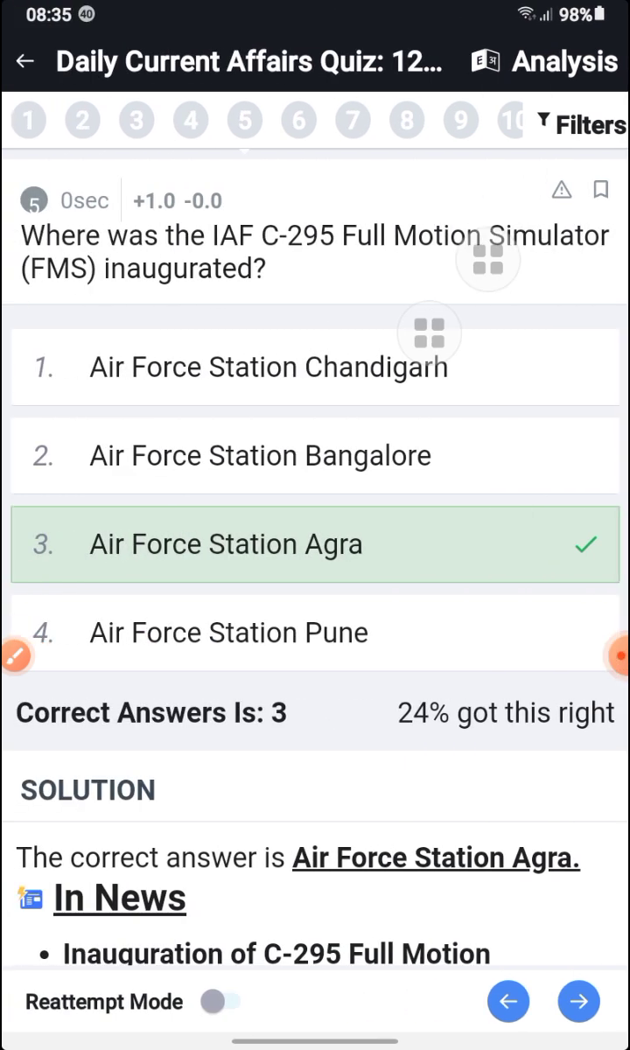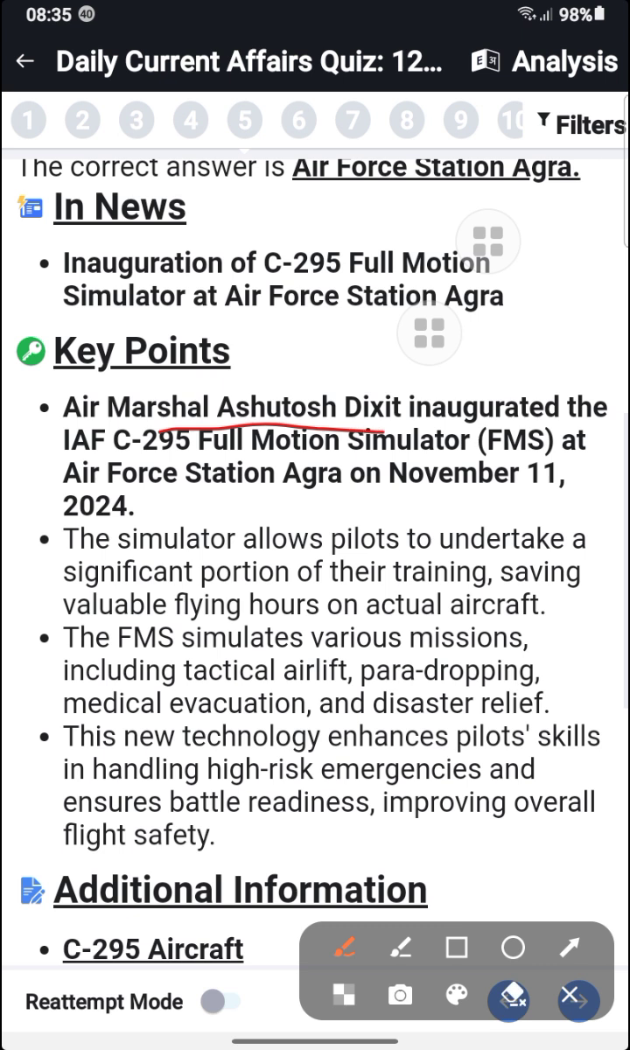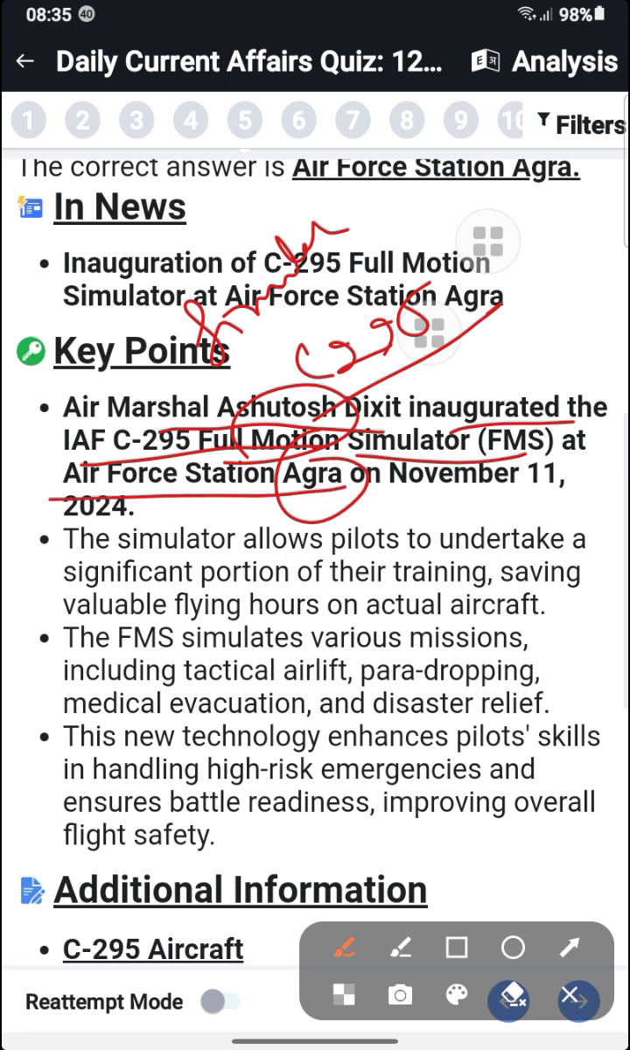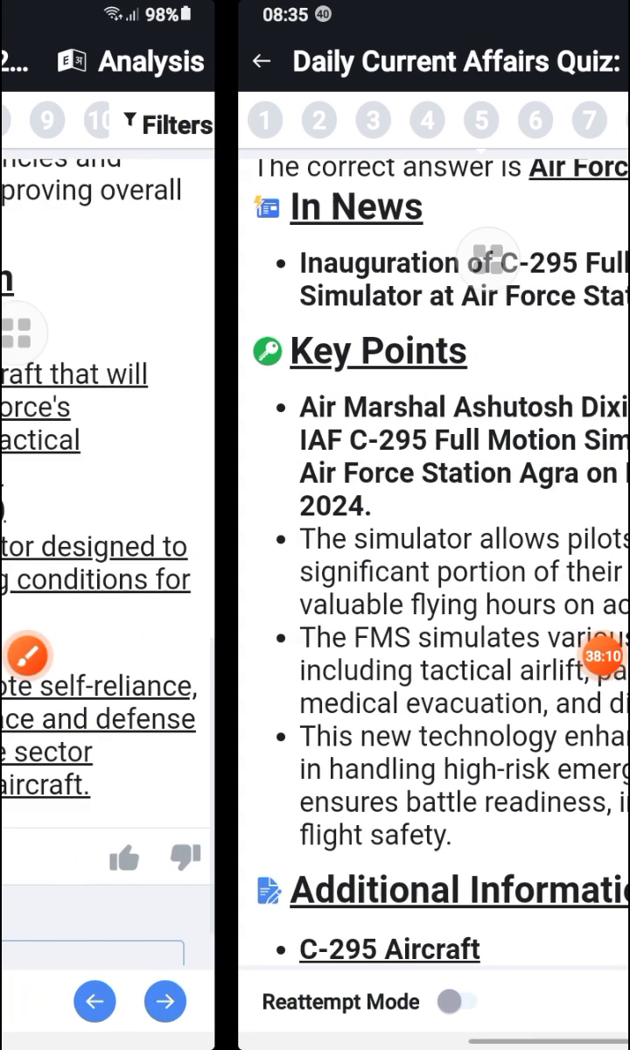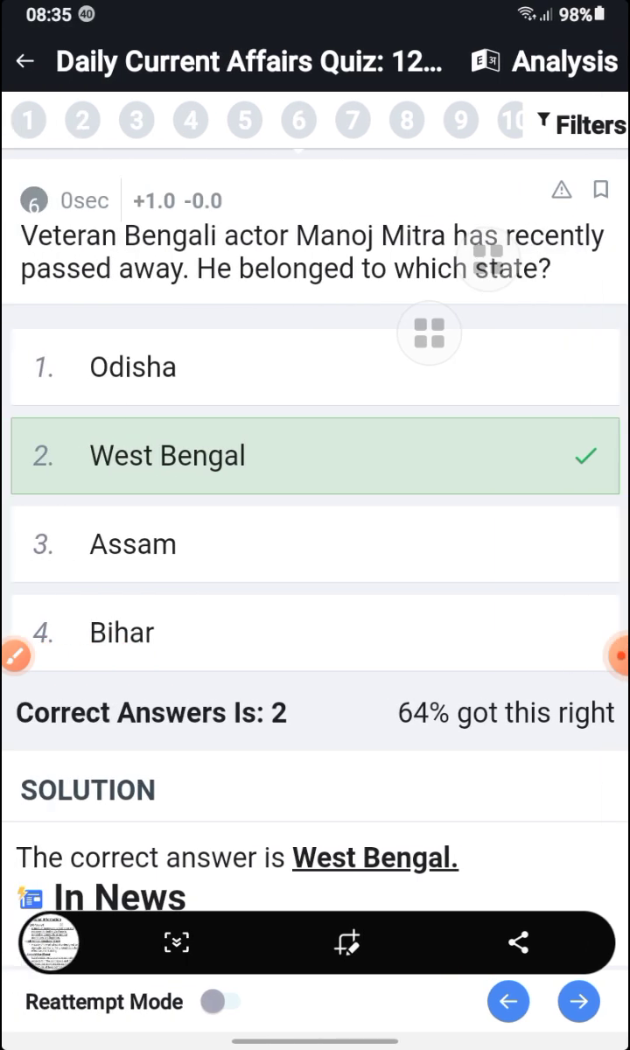The IAF C-295 full motion simulator was inaugurated at the Air Force Station in Agra. Air Marshal Ashutosh Dikshit inaugurated it. Pilots will undertake a significant portion of their training on it, simulating various missions like para dropping and medical evacuation. The C-295 is a medium transport aircraft that will enhance the Indian Air Force's capabilities. The state-of-the-art simulator is designed to replicate real-world flying and promotes self-reliance, Atmanirbhar Bharat.